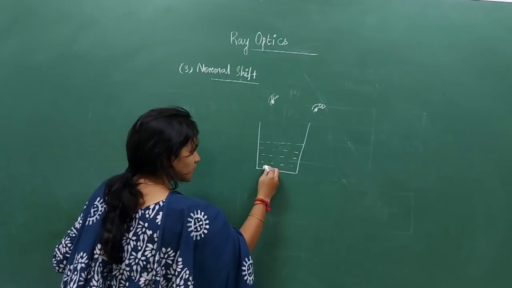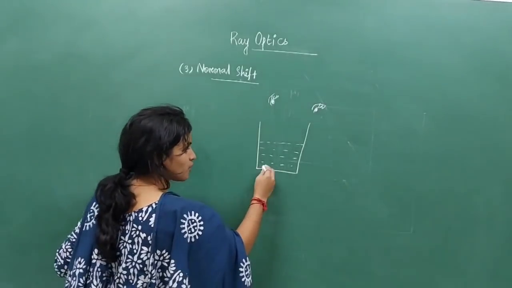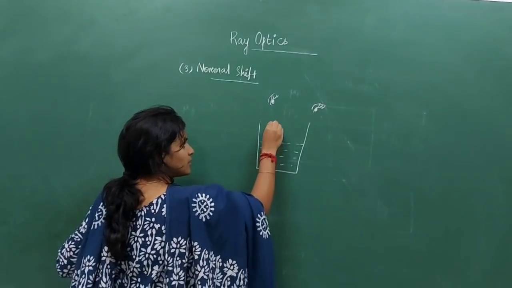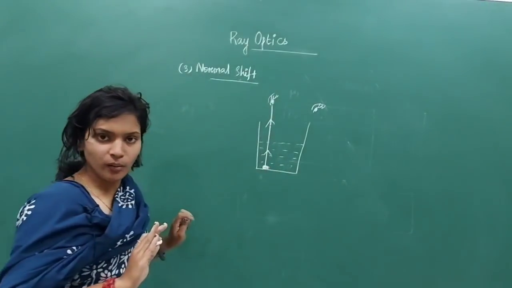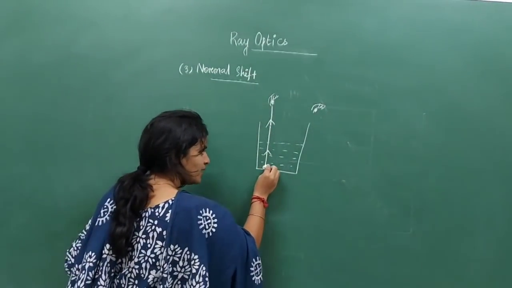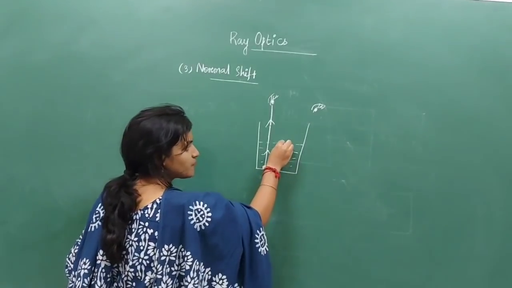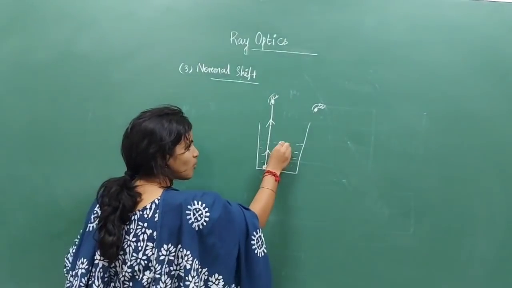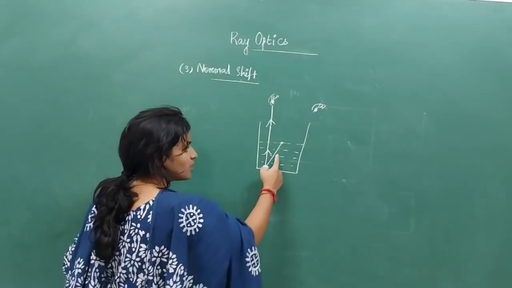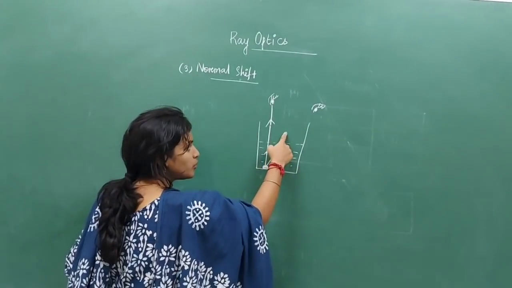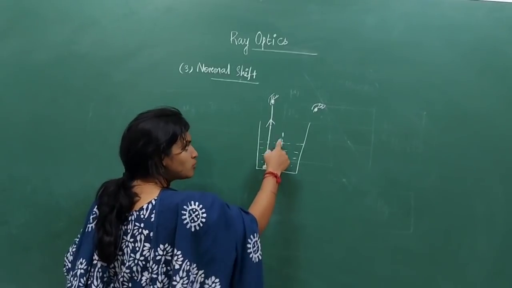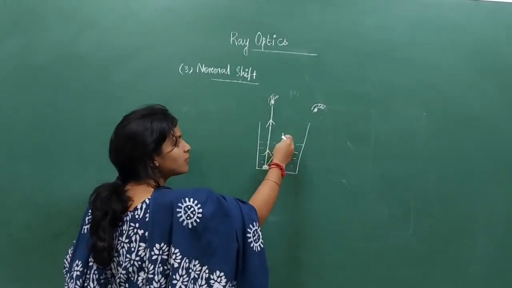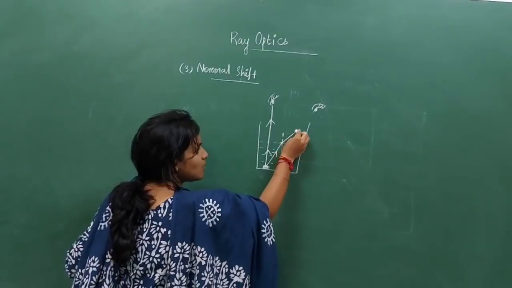A ray of light going from the denser medium to the rarer medium bends away from the normal. This is the interface of the two media, the first is the denser medium and the second is the rarer medium, while the ray of light that goes from the denser medium to the rarer medium bends away from the normal.